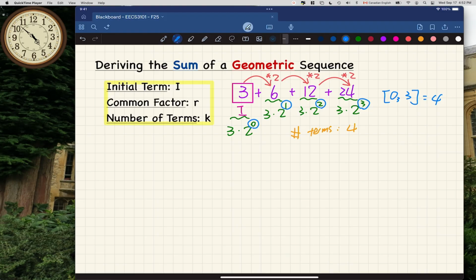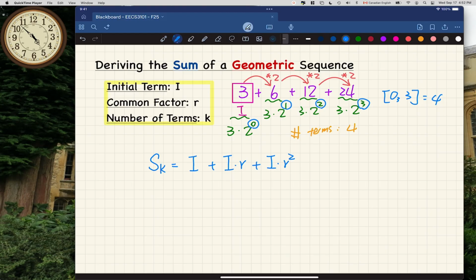So what we have is, let's say we have some sequence with k terms. That means ultimately the exponent there should be k minus 1. Right? Go from 0 to k minus 1 for the exponents. So what we have is the initial term I, plus I times r, plus I times r squared. Right? You can see the exponent just keeps increasing.